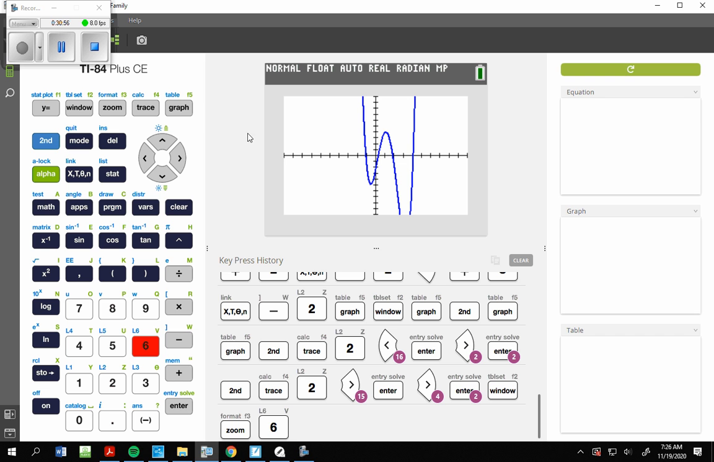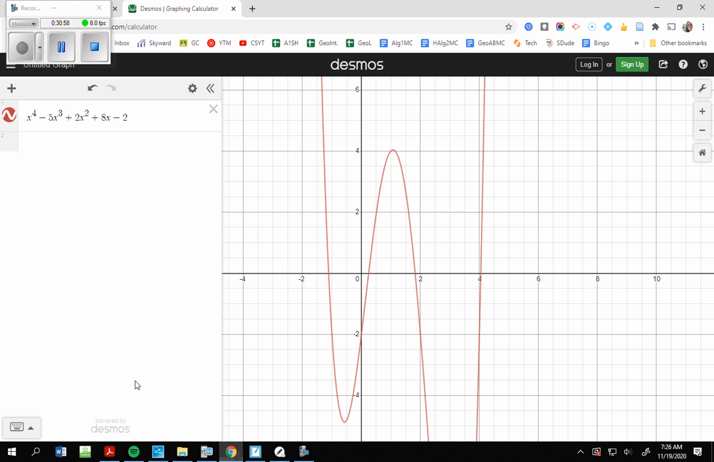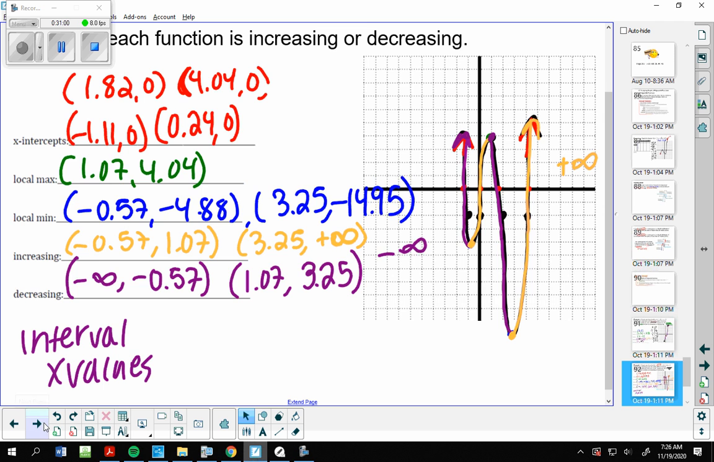Okay, last concept for this lesson is even and odd functions.